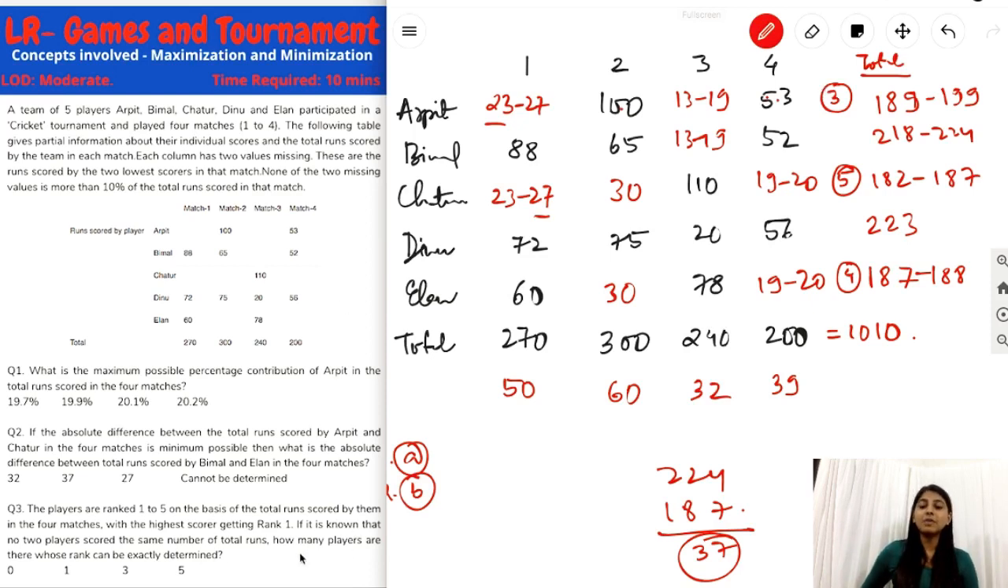Okay, so for how many players those ranks can be exactly determined? For 3 of them. Third question, the answer is going to be C. For 3 of them, for Arpit, Chetan and Ilan, we can exactly figure out their ranks.